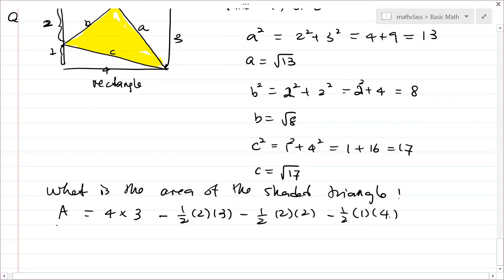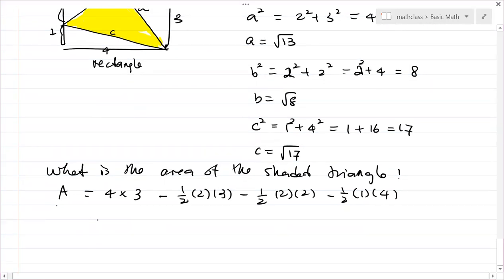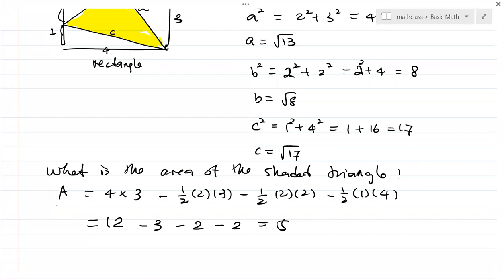So then, if I told you how to do it, it's not that difficult. So it's 12 minus 3 minus 2 minus 2, right? Total is going to be, right, 5. Okay, so the area of the shaded region is 5. Yes, 5. Just use the subtraction. Okay, use the subtraction method.